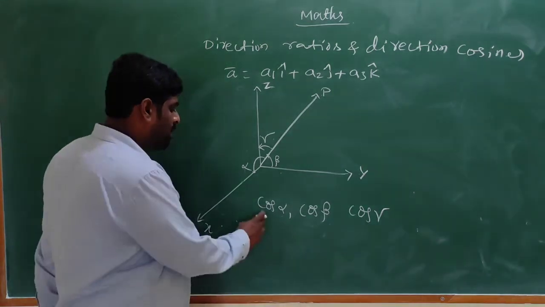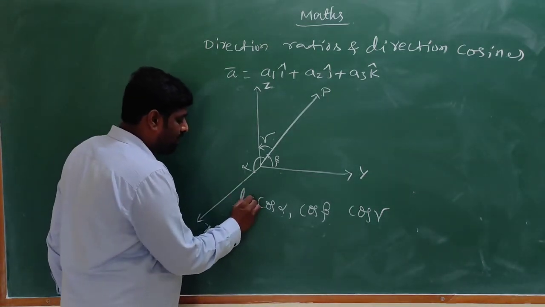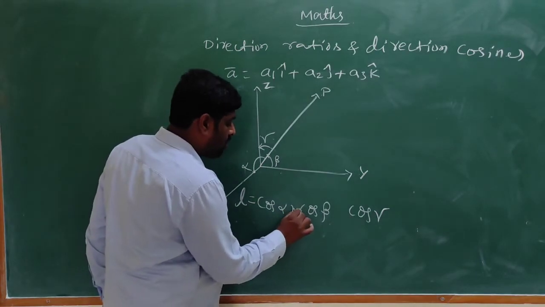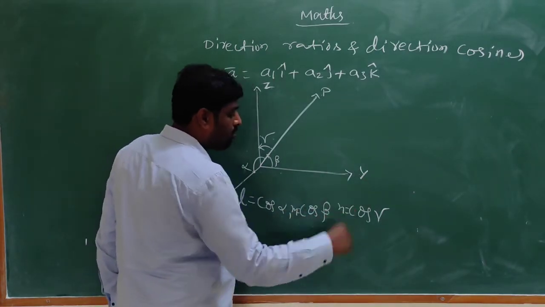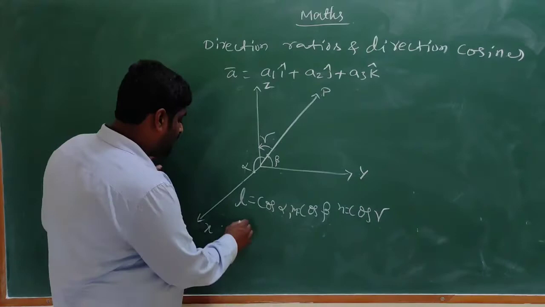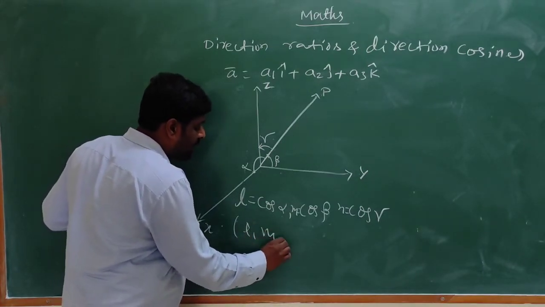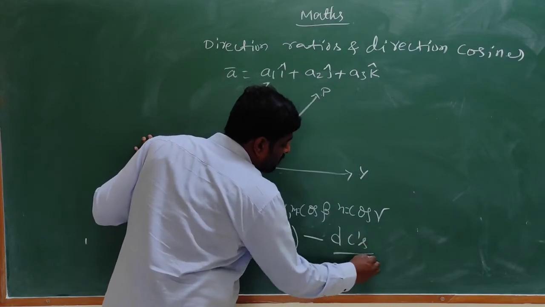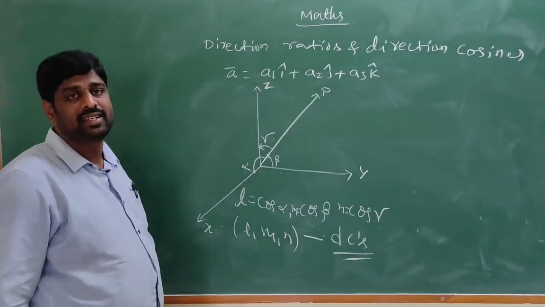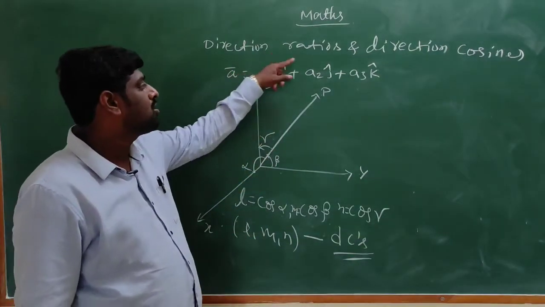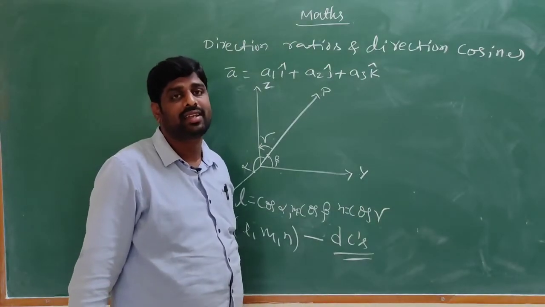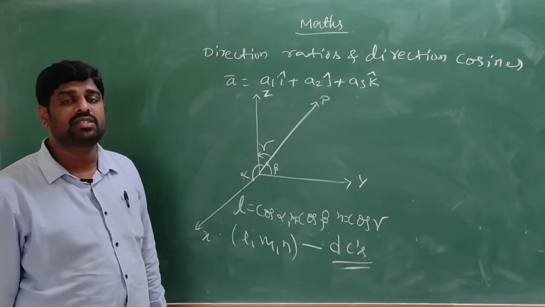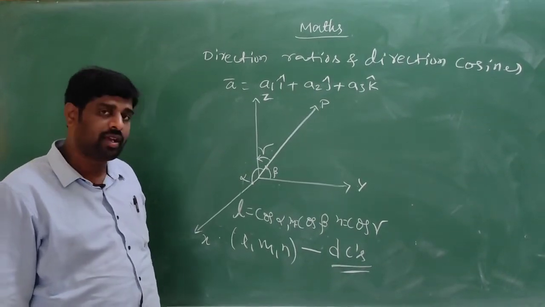Cos alpha is denoted as L, so L is equal to cos alpha. M is equal to cos beta. N is equal to cos gamma. So L, M, N are direction cosines. Direction cosines are represented by DCS, and direction ratios are denoted by DRS.